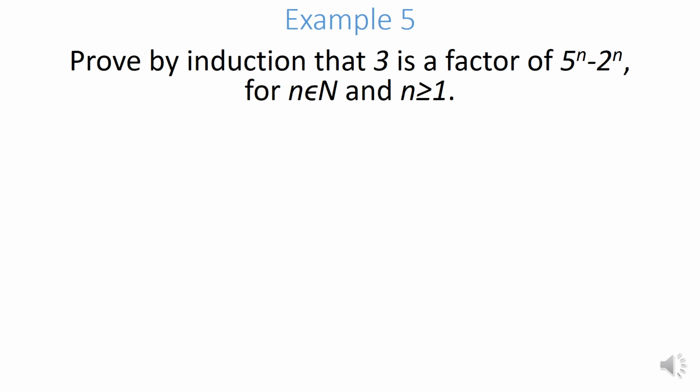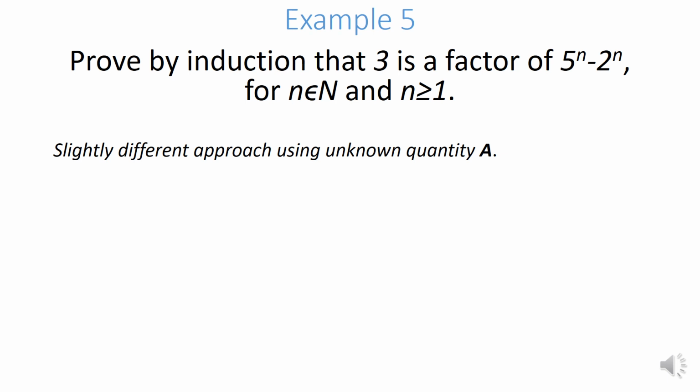Example 5. Prove by induction that 3 is a factor of 5^n minus 2^n for all natural numbers n greater than or equal to 1. To show something is a factor is the same as showing that the expression is divisible by 3. This one has a slightly different approach using an unknown quantity a.